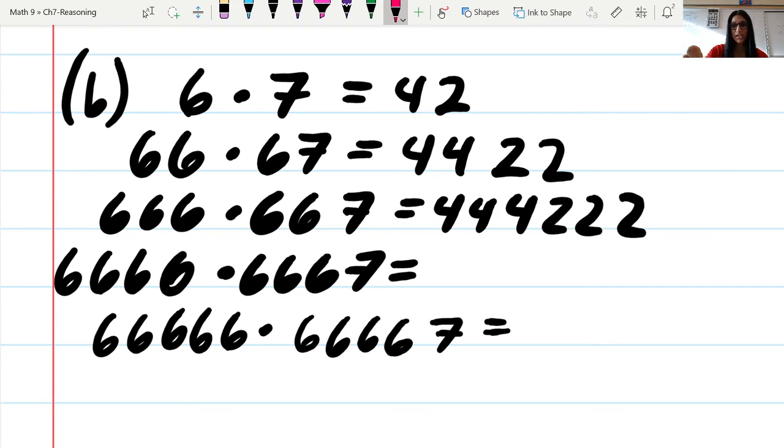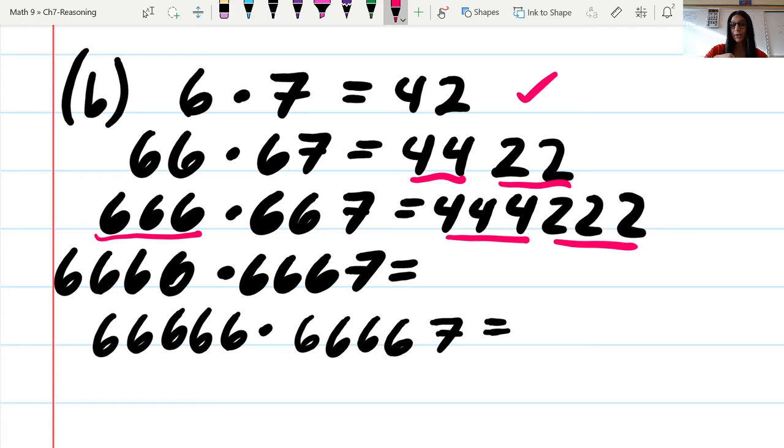So 6 times 7 is 42, we all know that, but then we look to see that 66 times 67, we're multiplying 66, there's 2 6s there, there's also 2 4s followed by 2 2s in our answer. If we have 666, so that's 3 6s, multiplied by 667, in our answer we have 3 4s followed by 3 2s. So you're starting to see this pattern.